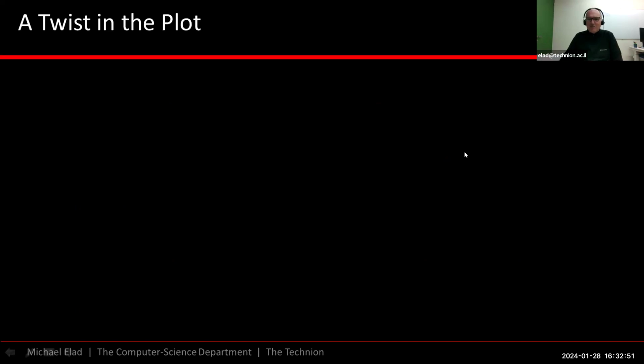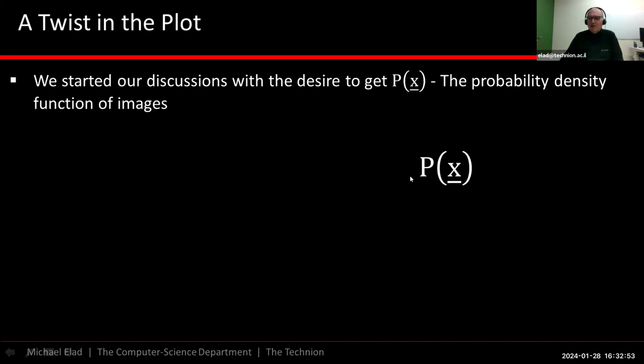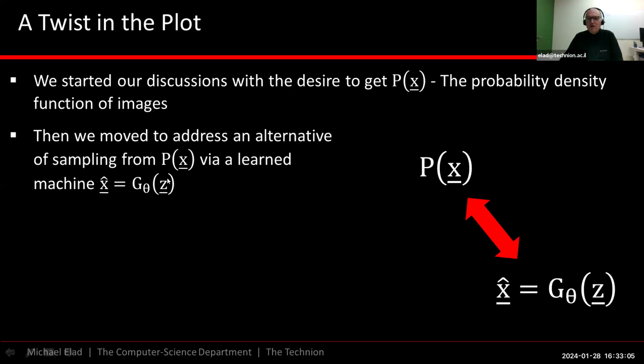I remind you, we discussed a lot the idea that if we knew P of X, the probability density function of images, we could have done great things in image processing. At some point, we diverted from this and shifted our focus to the issue of sampling from P of X by a learned machine, G theta, that translates a random vector like a pure Gaussian noise into a good-looking image.